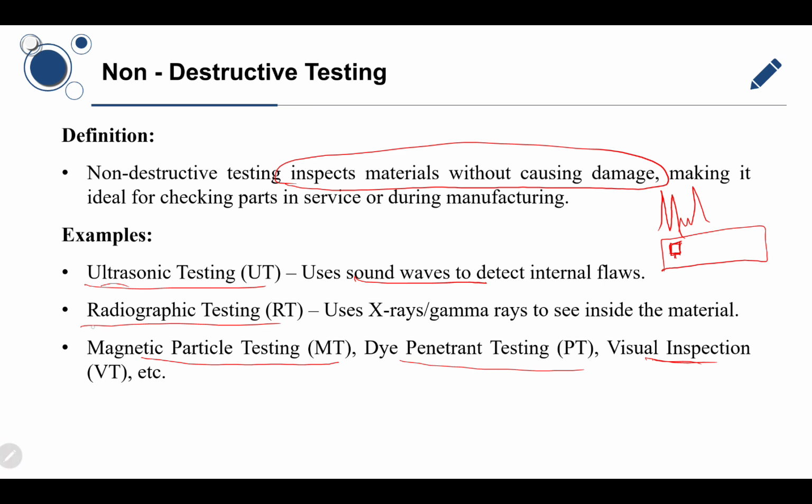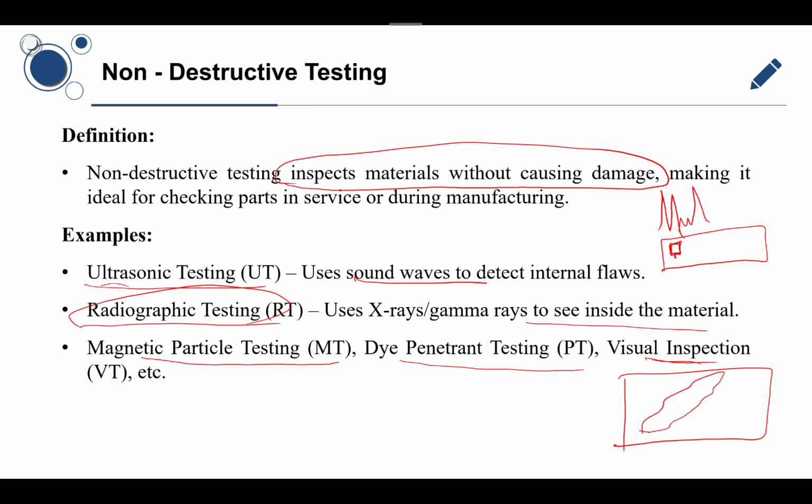Radiographic testing uses X-rays or gamma rays to look inside the material, just like how doctors use X-rays to see your bones. With X-rays, bones are visible as bright areas, or we can use them to see internal cracks, voids, or inclusions in metal parts.